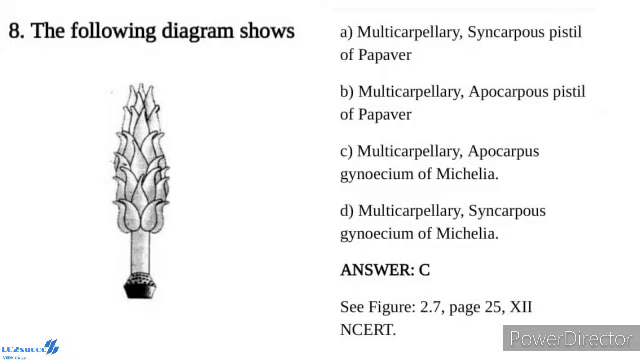Recall the definition of placentation. The placenta bears the megasporangia, commonly called ovules. The number of ovules in an ovary may be one, for example wheat, paddy, mango, to many, as in papaya, watermelon, and orchids. The ovule is a small structure attached to the placenta by means of a stalk called the funicle. The body of the ovule fuses with the funicle in the region of the hilum. So the correct answer is option C.